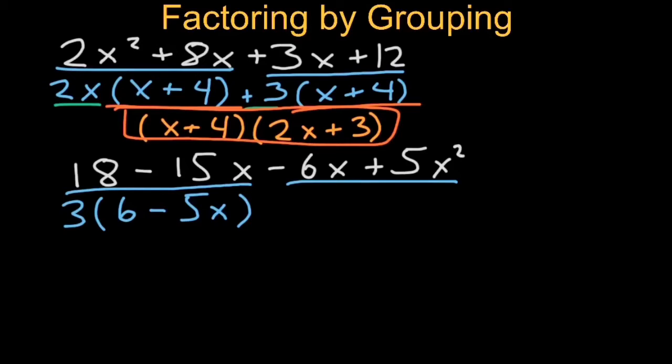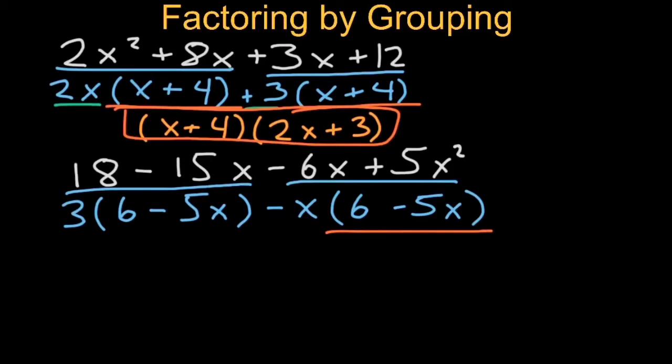What can we factor out of this? We can factor out a negative x. So what we're left with in the brackets is negative 6x divided by negative x, which is just 6, and positive 5x squared divided by negative x is just negative 5x.